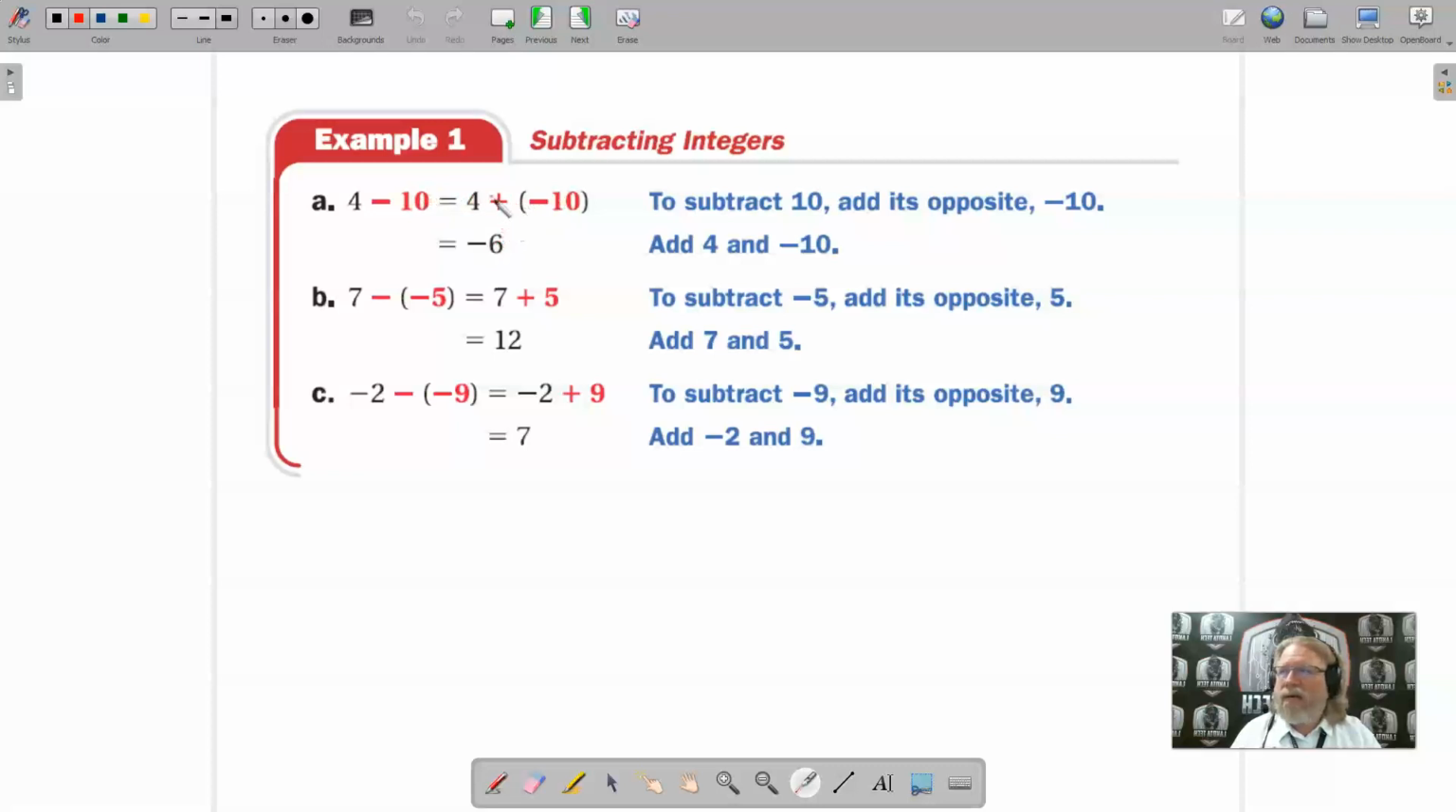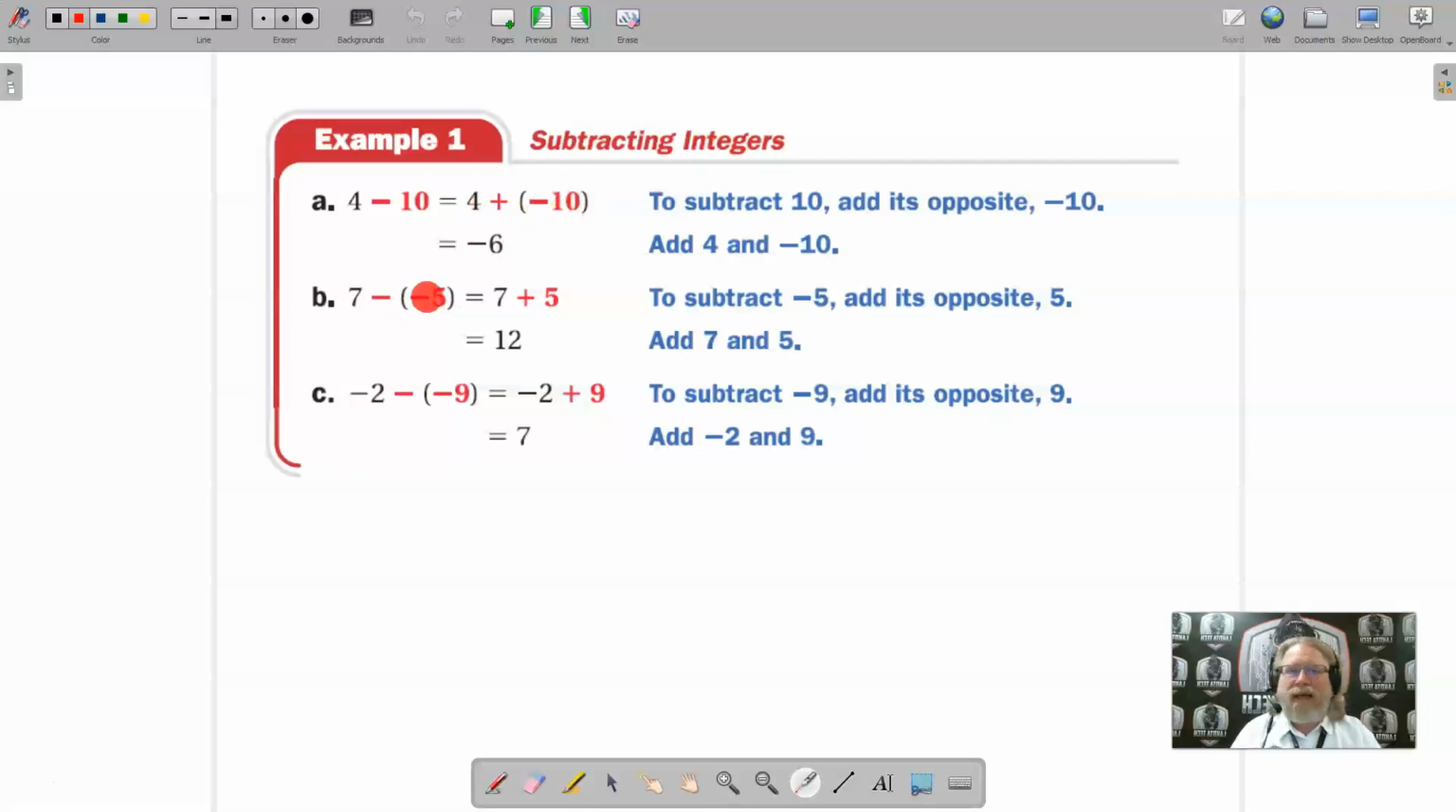And a little bit of reminder on that. Negative 10 has a greater absolute value than positive 4. So the answer is going to be negative, just like the negative 10 with the greater absolute value. And then we just take the greater absolute value and subtract the lesser absolute value. So 10 minus 4 is 6. So just a little bit of reminder there how we get from this line to that line.